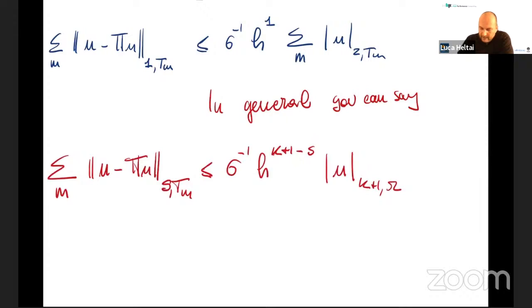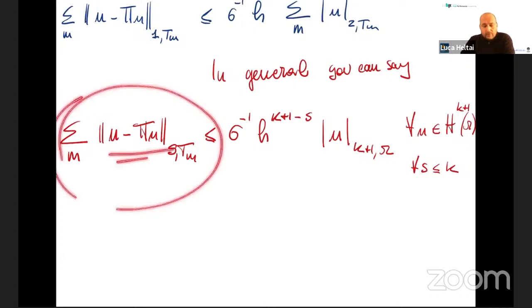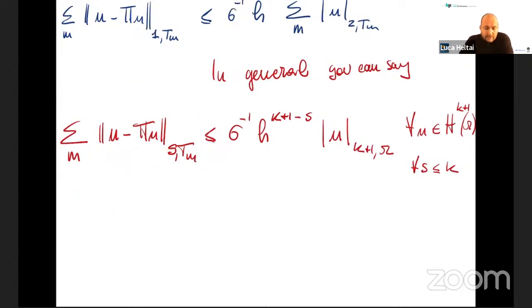So this inequality is valid for every u which is in H^{k+1} of Omega, and for any s which is smaller or equal than k. Okay, so you can apply the Bramble-Hilbert lemma to this, even though the regularity on the left is not the full s norm. So if you know that the solution is in H3, what you would obtain is that you can also obtain an estimate on the H2 norm on the left with respect to the H3 norm on the right, provided that you break the H2 norm on the left on each one of these objects. Okay, and this is true for the interpolation estimator.